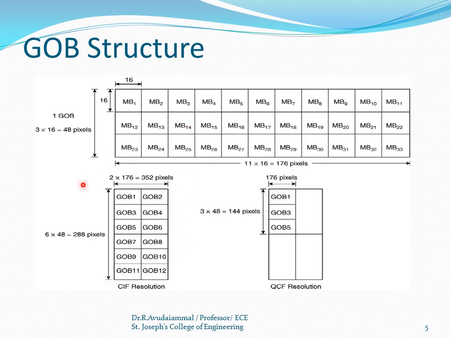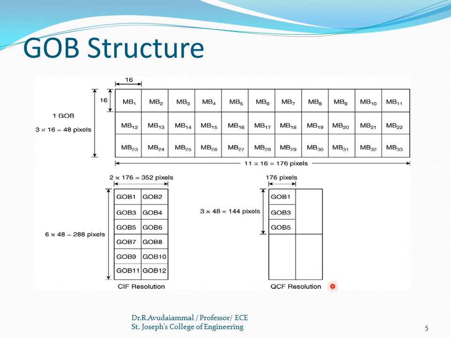Now, in the first slide of H.261, we have seen that two digitization formats are employed. One is CIF. The CIF resolution is 352 by 288. How is it obtained? By organizing the GOBs in 2 columns and 6 rows. One GOB width is 176, therefore 2 times 176 gives 352 pixels. Here we have 6 GOBs, therefore 6 times 48 gives 288 pixels.